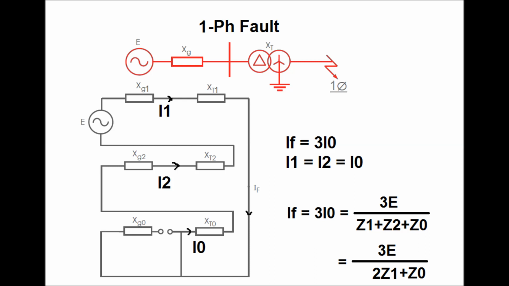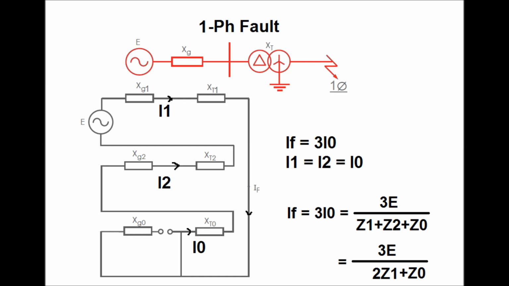Since it is a delta star transformer and the star point is grounded, the zero sequence current will flow in the star winding and also in the delta winding, but it will circulate in the delta winding. It will not flow towards the line side of the star side of the transformer, so it will not go towards the generating end. So the zero sequence component of the generator will not be accounted for in the zero sequence network diagram.